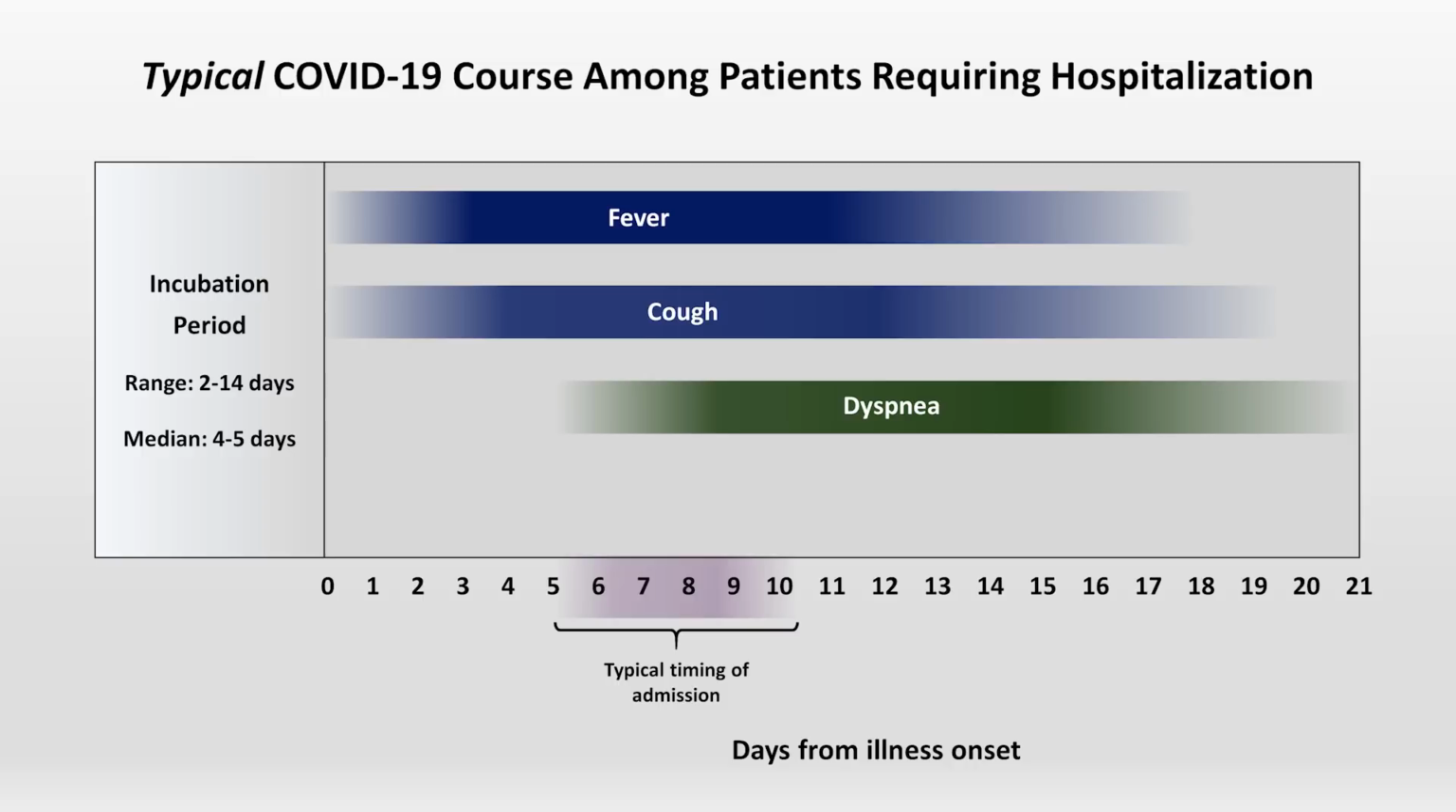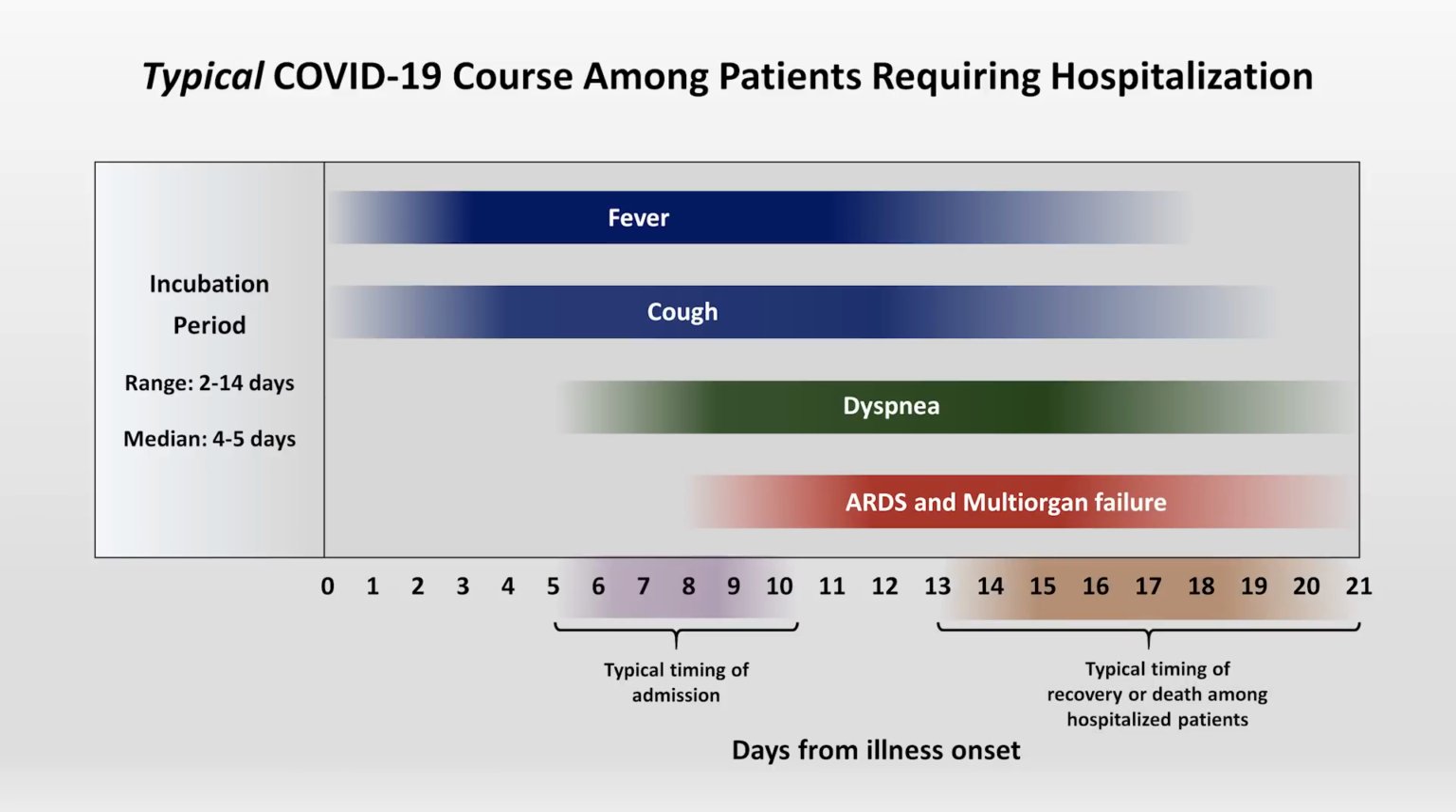In the 5% of overall patients, meaning in the 25% of hospitalized patients, ARDS and multi-organ failure typically follows the onset of dyspnea by a few days. Among hospitalized patients, either recovery or death usually occurs between 2 and 3 weeks after initial symptom onset, though in some cases, recovery to the point of discharge can take substantially longer than this. For patients with mild illness, recovery typically is seen more quickly.